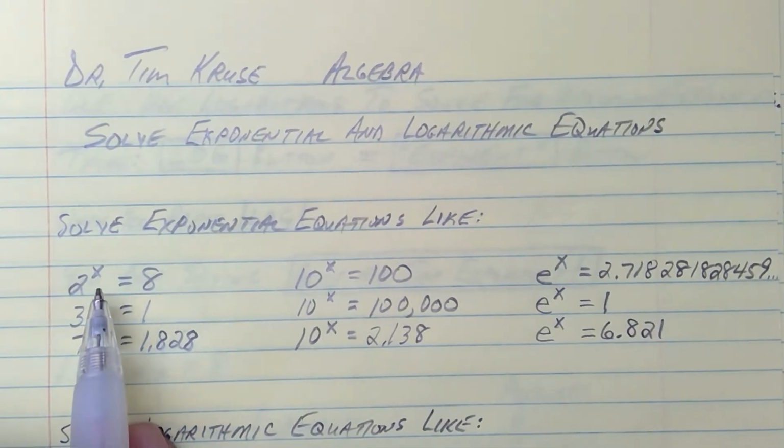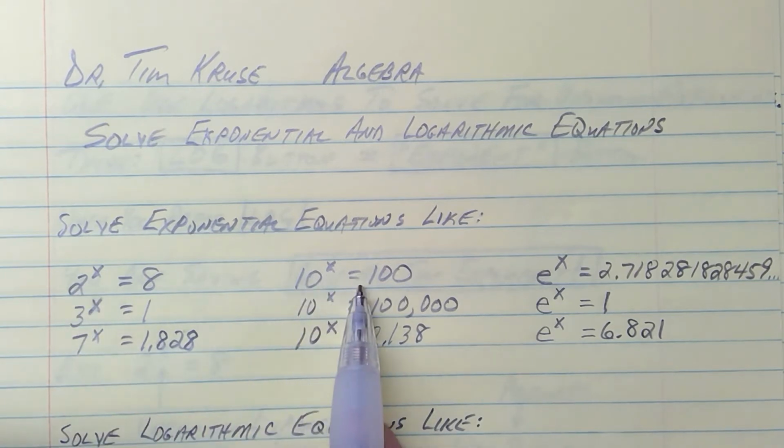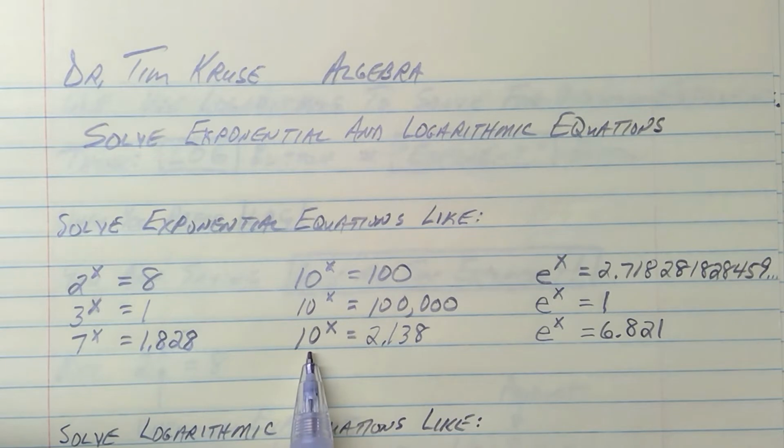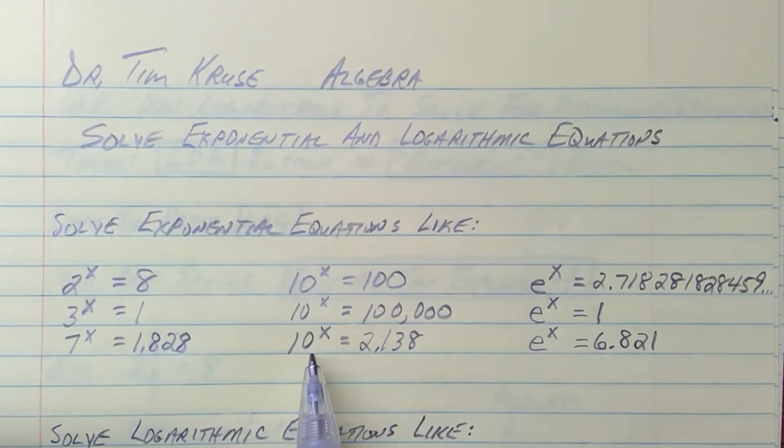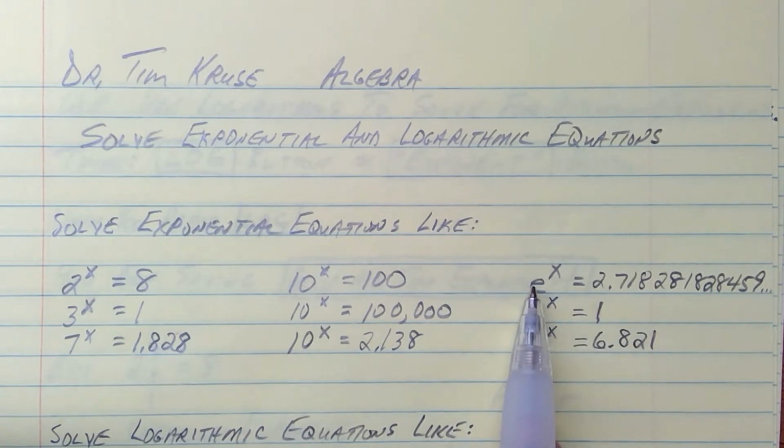All right, so we've solved these exponent equations where the base keeps changing. We've solved these exponent equations where the base is 10. We call that a common log. We like that because it's real easy to calculate on the calculator. And now let's look at these guys here where the base is e.